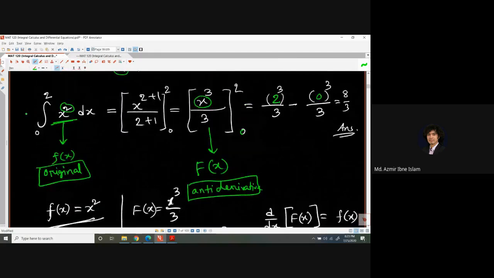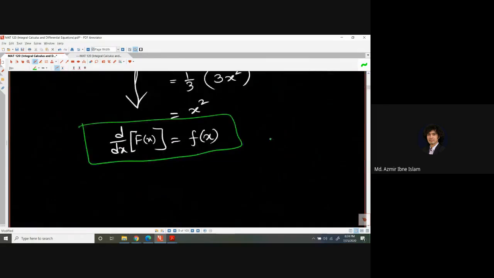We have integrated this function x squared from x equal to 0 to x equal to 2, and finally we have found 8 over 3. 8 over 3 has the numerical value of nearly 2.67, so that is a real number. Now we are going to discuss the geometrical concept, the geometrical significance.